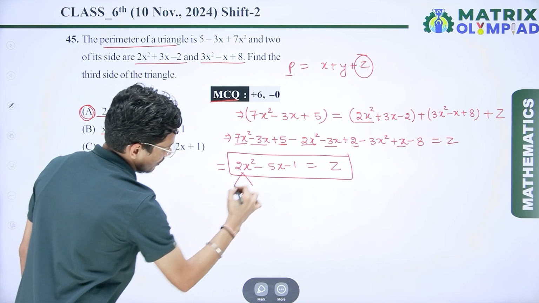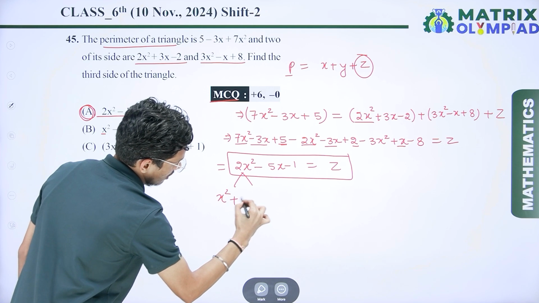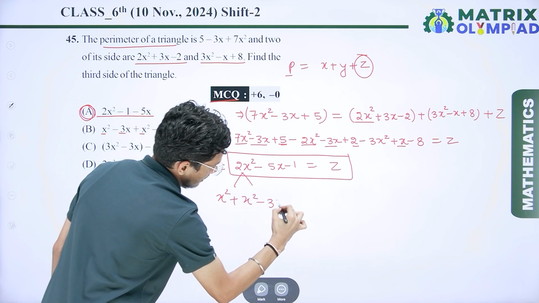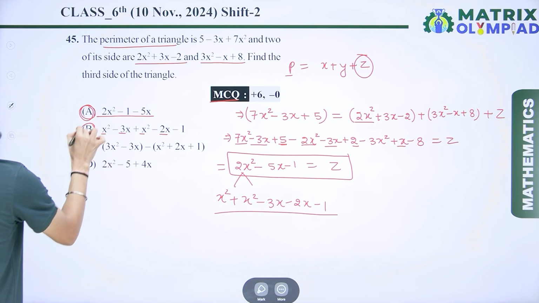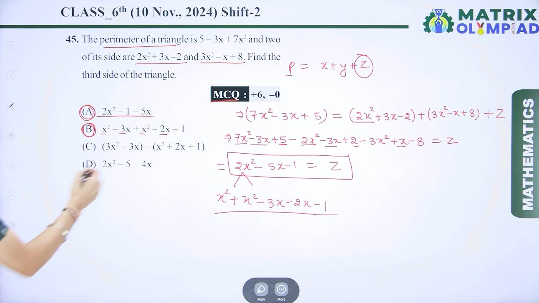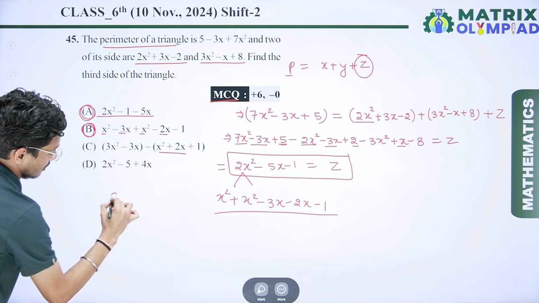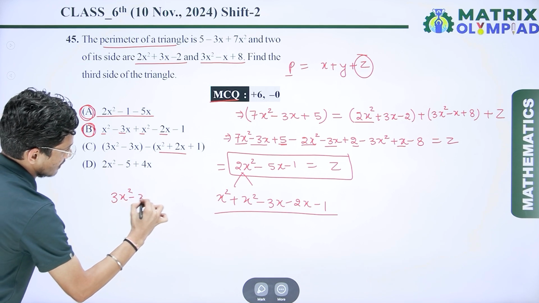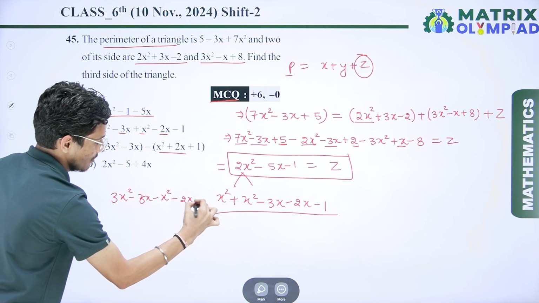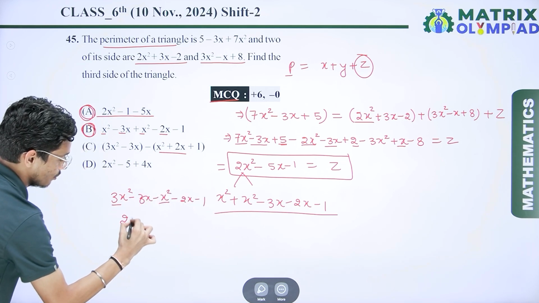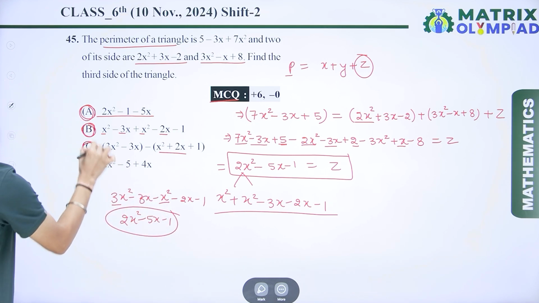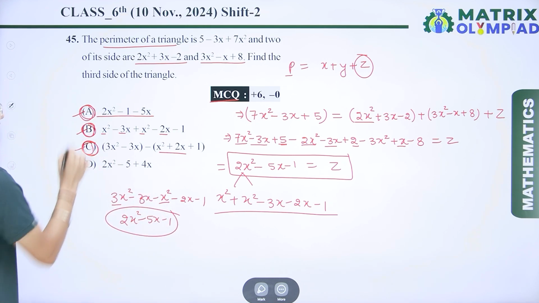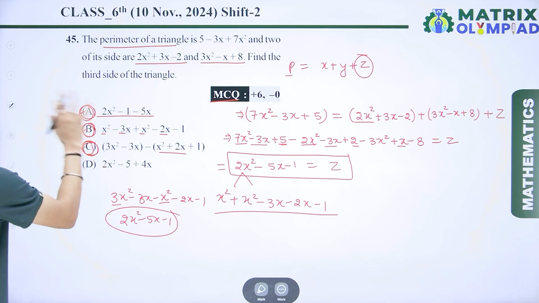If I talk about it, I can split it: x square plus x square minus 3x minus 2x and minus 1. It means option number B is also correct. If I talk about C, here we have 3x square minus 3x, minus 2x and minus 1. So simply here we get again 2x square minus 5x minus 1. It means C is also correct. So options A, B and C, these three options are the correct answers for this question.